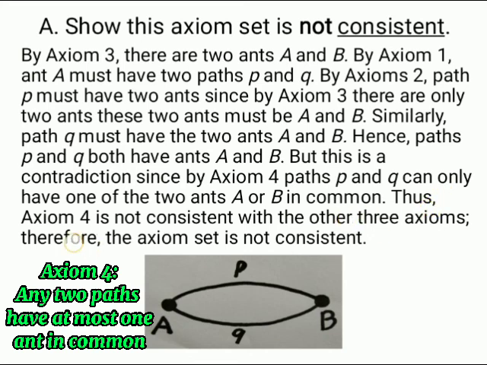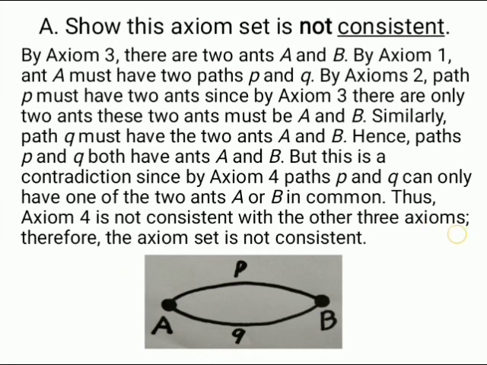Thus, axiom 4 is not consistent with the other three axioms. Therefore, the axiom set is not consistent. So, since hindi consistent yung axiom 4 dun sa naunang tatlong axiom, therefore, the axiom set is not consistent.